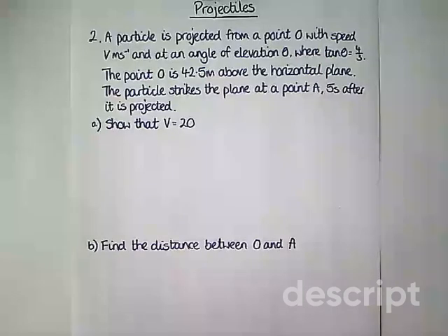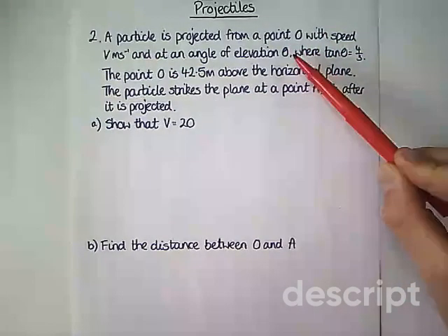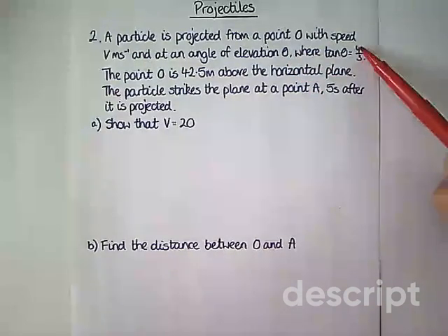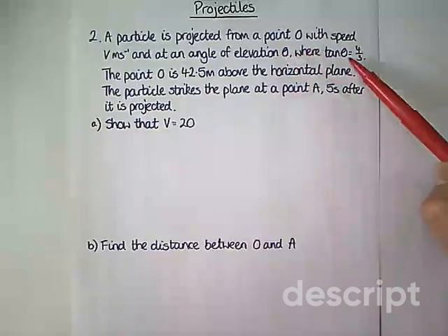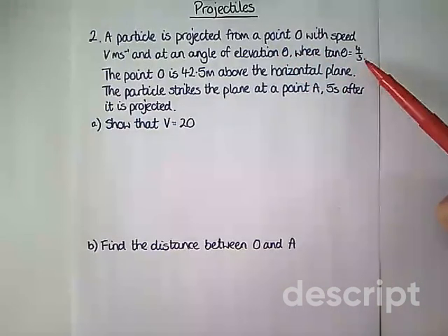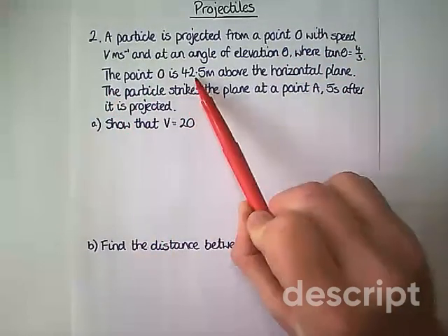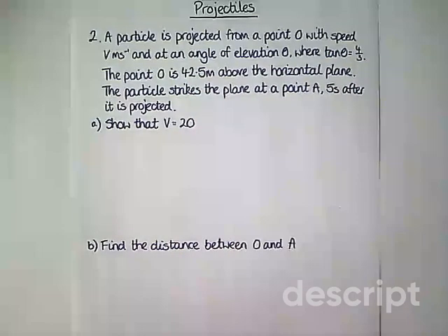In this next projectiles example, we have not been given the speed. We've been given the angle as a relationship with tan theta. So we're told the angle of elevation is theta and tan theta is 4/3. And this time we're not on a horizontal plane, we're 42.5 meters above a horizontal plane.